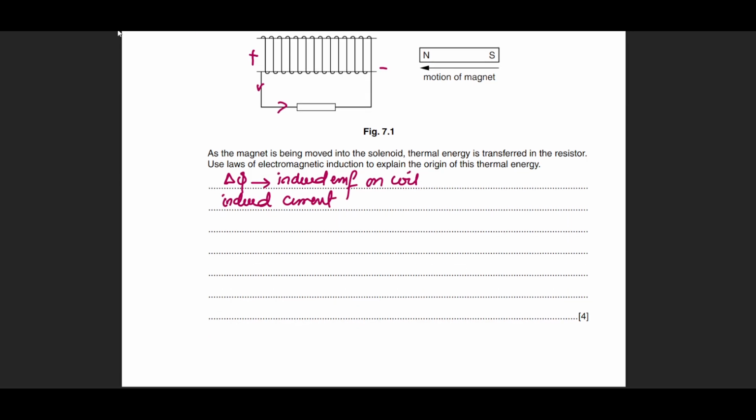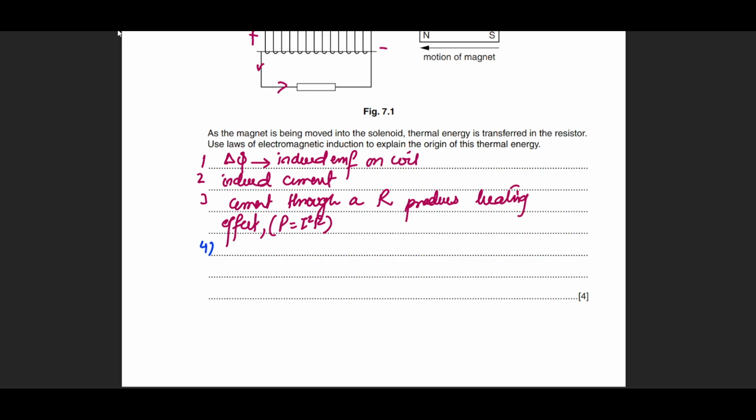Now, when there is an induced current in the coil, what will happen? We know that current through a resistor of value R produces a heating effect, right? So 1, 2, 3, and you will mention P equals I squared R, the power loss due to this formula. Plus, what will be the fourth point? The fourth point is actually about the effort.